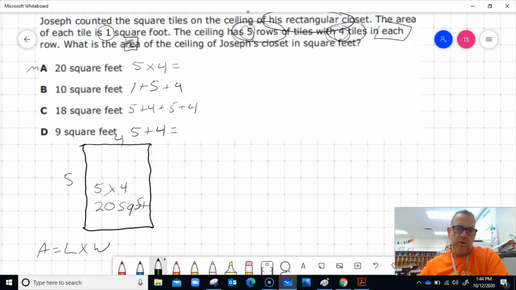So if you don't do the right thing, there will be an answer choice there for you not doing the right thing. So make sure you read the question carefully, understand what the question is asking, and go ahead and use the correct operations.